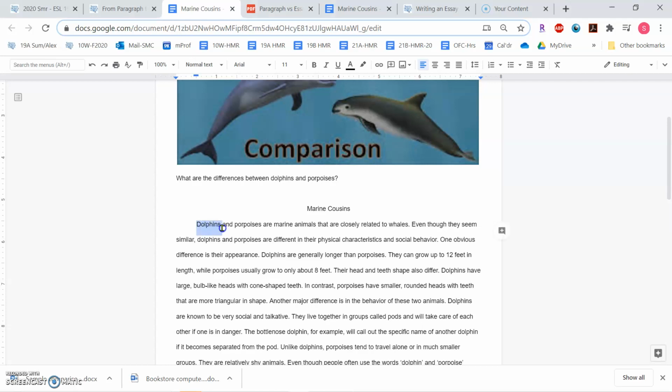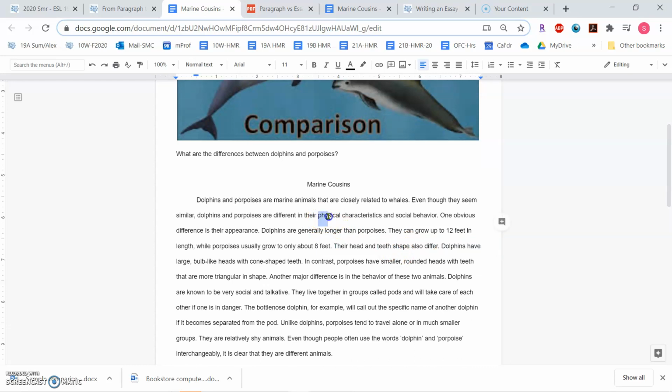So, dolphins and porpoises are marine animals that are closely related to whales. Even though they seem similar, dolphins and porpoises are different in their physical characteristics and social behaviors. So this topic sentence contains the topic, dolphins and porpoises are different, and it also contains 2 focal points. They're different in their physical characteristics, and they're different in their social behaviors. So these 2 focal points, you might know those as supporting points. So there's going to be 2 main supporting points.